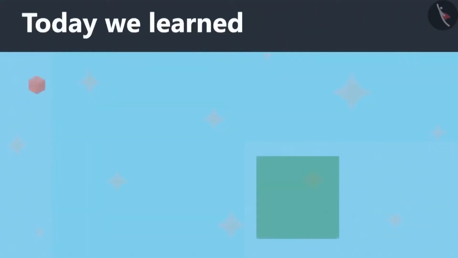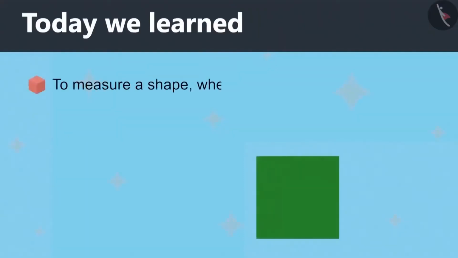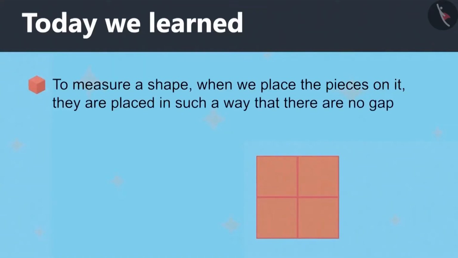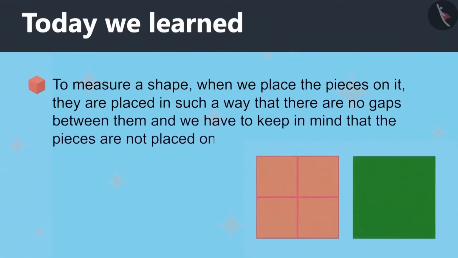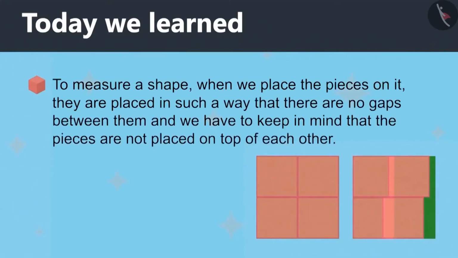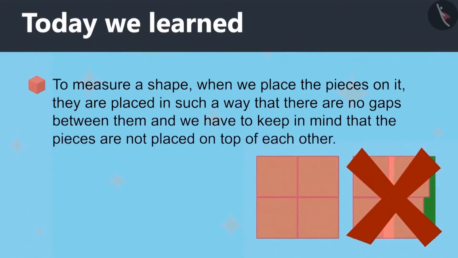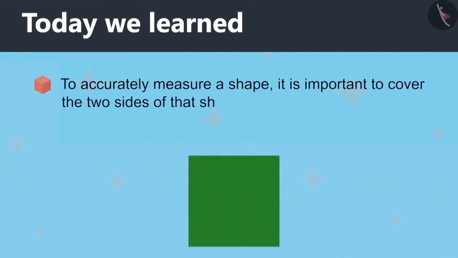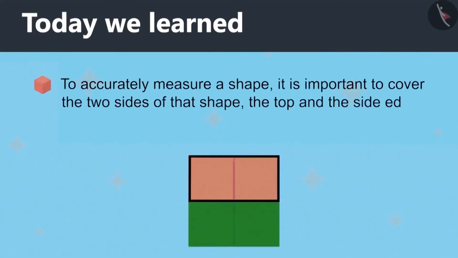Today we learned that to measure a shape, when we place the pieces on it, they are placed in such a way that there are no gaps between them, and we have to keep in mind that the pieces are not placed on top of each other. And to accurately measure a shape, it is important to cover the two sides of that shape, the top and the side edge.